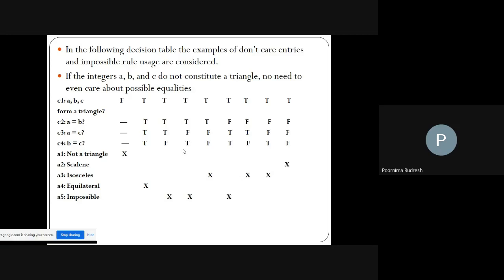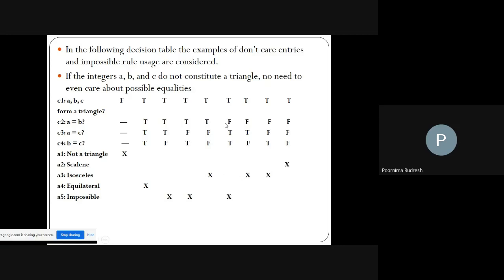Next we'll see one more type of triangle, where A is equal to B is true, but A is not equal to C and B is not equal to C. Then we say that it is an isosceles triangle because only A and B are equal and C is not equal. So among three sides, two sides are equal and one side is not equal, then we say that the triangle is an isosceles triangle.